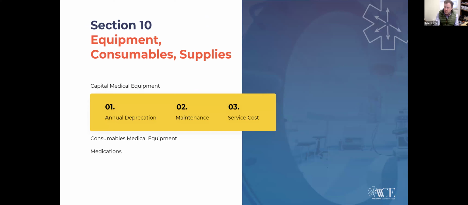Katie, do you want to pick it up with equipment and consumables? I lost track of where we agreed we would switch.